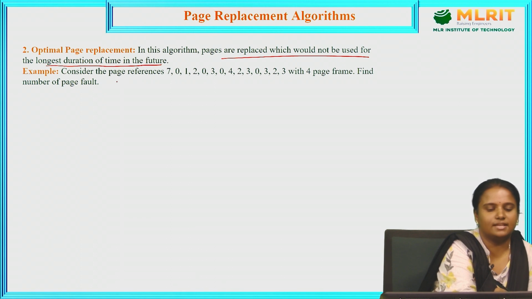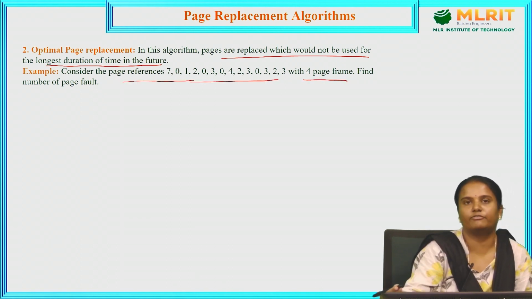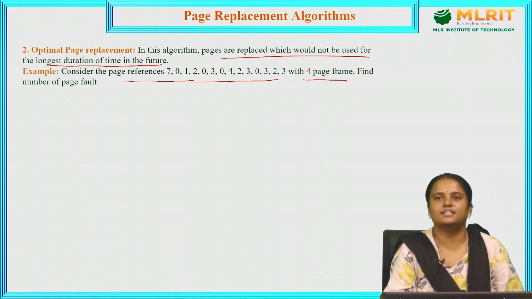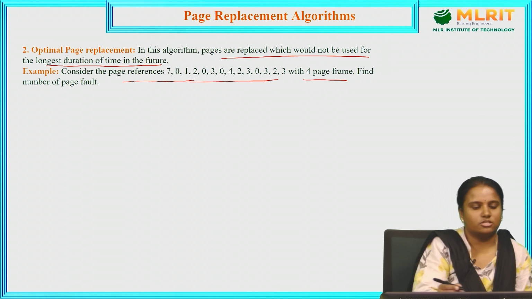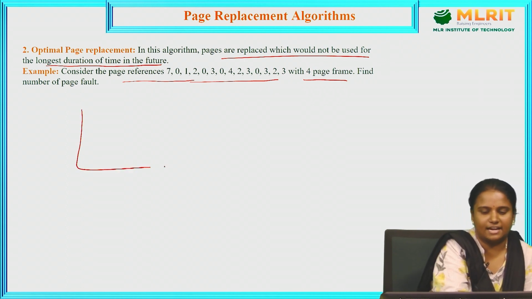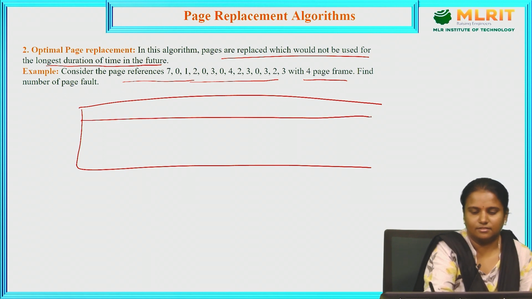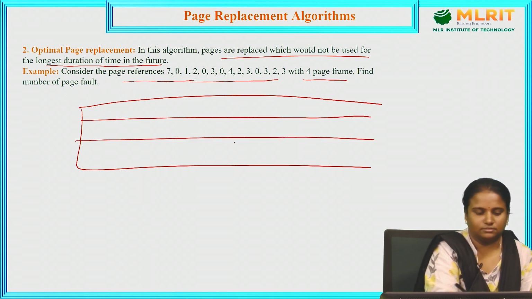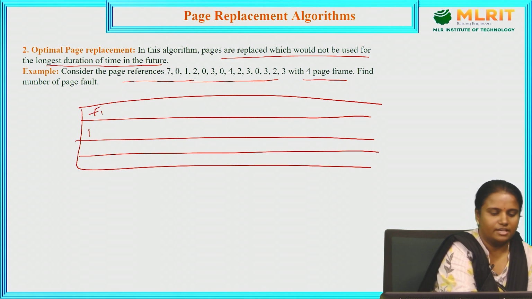So consider the page references. These are the numbers, and we need to take 4 frames. In the previous first in first out we took 3 frames. In this they are asking with 4 frames. So let us take 4 frames and start our page faults. So frames F1, F2, F3 and F4.